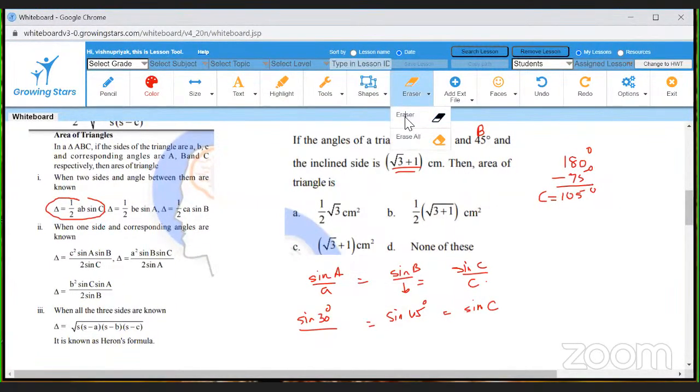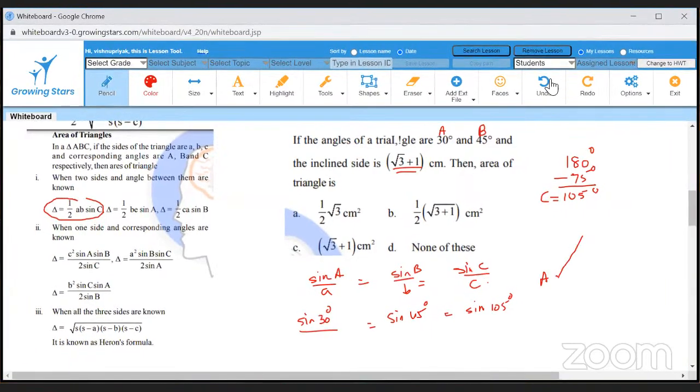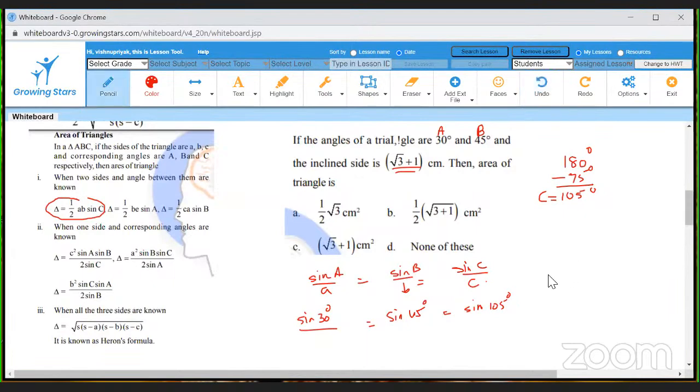105. So I will write C as 105 degrees. Now, what do you mean by inclined line? Suppose you draw a 30 degrees angle for A. For A, I will draw a 30 degrees angle.